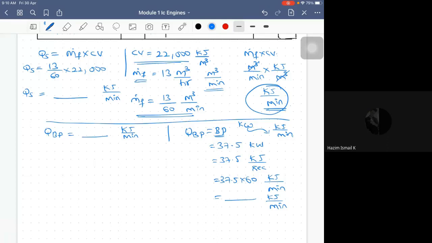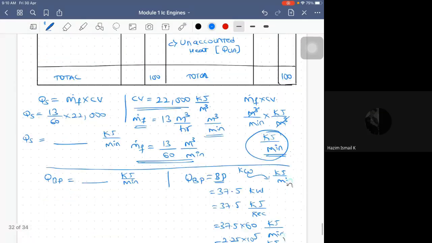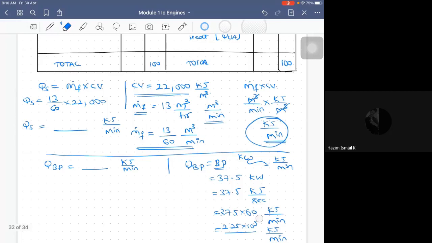2.25 into 10 to the power of 5. 3. Okay. So it is 2.25 into 10 to the power of 3. That is the value which we have arrived at.